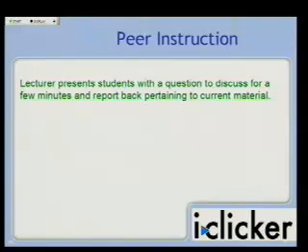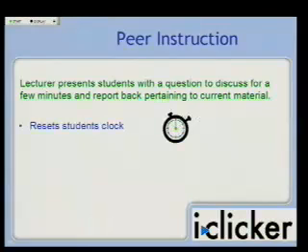And of course, the point of the clickers is a mechanism for getting that feedback. And this is just a great idea for so many things. Everything we know about the way people learn and the foundations, this fits right in. And so explicitly, one thing it does is it resets the student's clock.